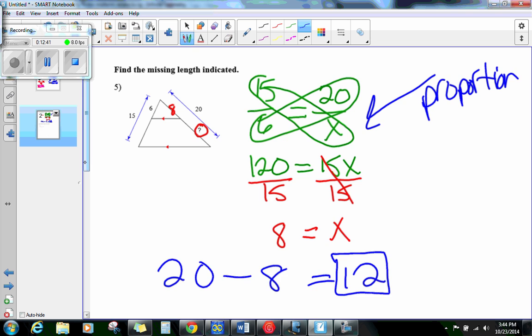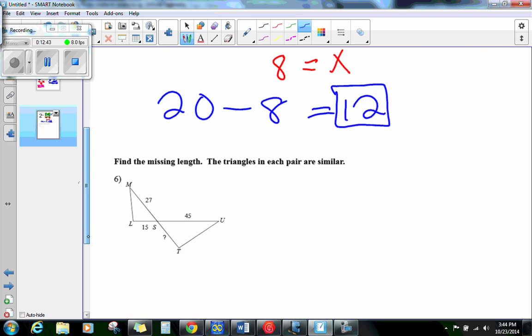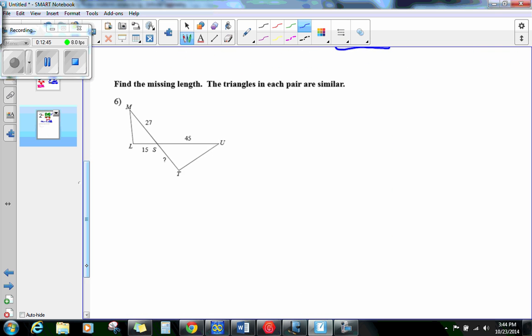Okay, the second one is not so bad. Okay, we're finding the missing side length. Same concept. Set up a proportion. Set up sides that correspond with one another and cross multiply. So let's start with 27. 27 is the longer slanted side. Okay, so let's figure out which one is the longer slanted side here. That would be 45 equals.